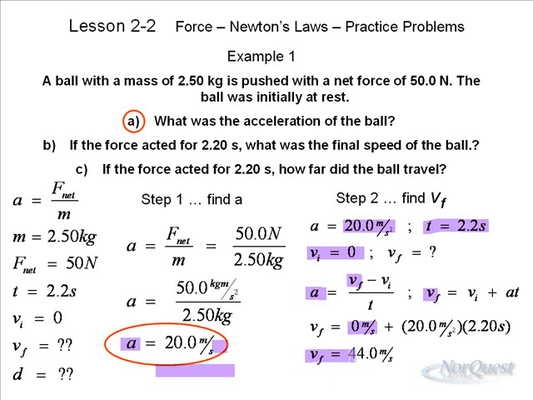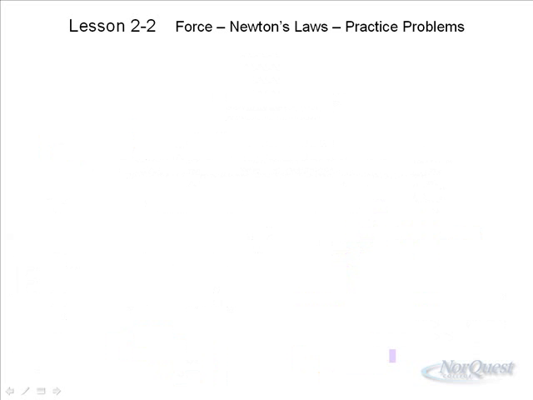We get a final velocity of 44 meters per second, or a final speed, in this case, of 44 meters per second. So we've fairly quickly been able to use two concepts, Newton's second law to solve for acceleration, and then a simple kinematic solution to solve for the final velocity of this particular ball. The last thing is, how far did the ball travel?